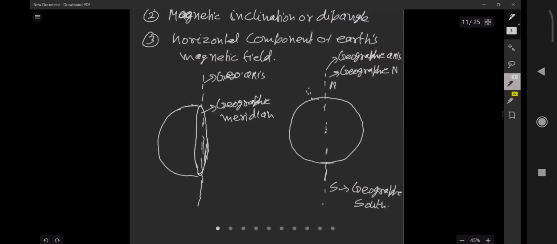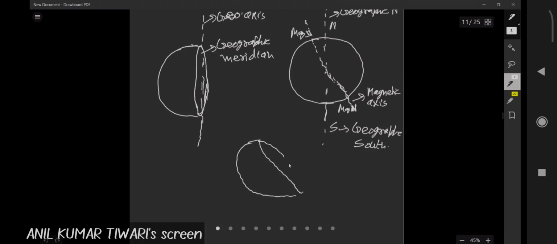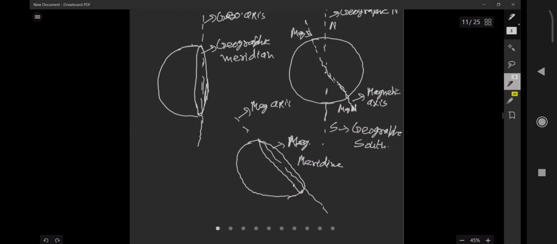Similarly, this is known as magnetic axis. And geographic axis and magnetic axis are not going to coincide with each other. This is known as magnetic south, and this is known as magnetic north. And this is the magnetic axis. Now, the great plane passing through this, so this is the magnetic meridian.